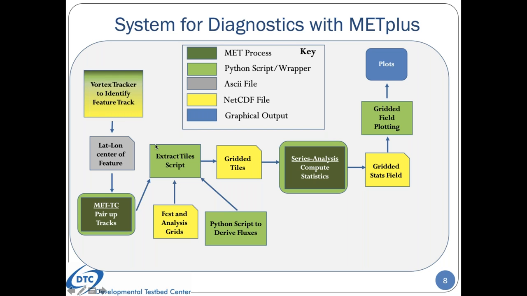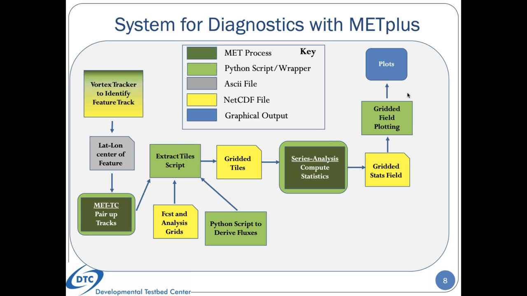It takes a snapshot that narrows in on the feature of interest based on the latitude and longitude coordinates that were provided earlier. So we zoom in a tile over the feature of interest. Then the output of the Python script gets narrowed into the area of the tile defined by extract tiles. Once we have our fields zoomed in on the feature of interest, we have these gridded tiles as an output, which we pass into series analysis, which calculates the requested statistics by lead time in this case. Then it outputs a gridded stats field, at which point there is plotting that can be done, including MetPlotPy or the default plot data plane.